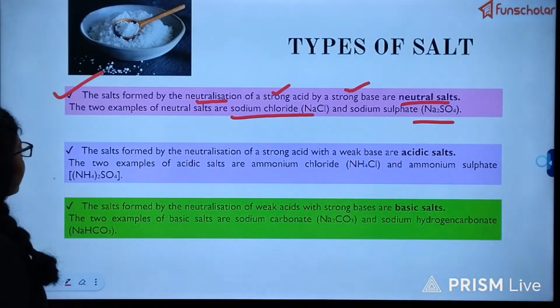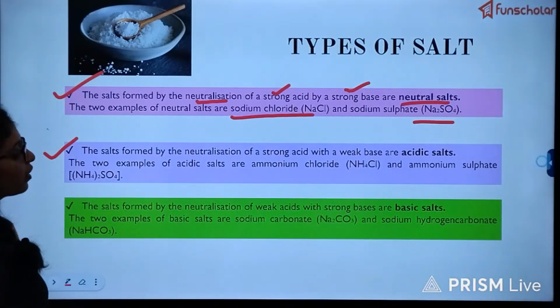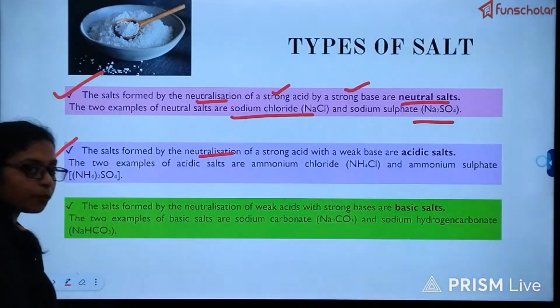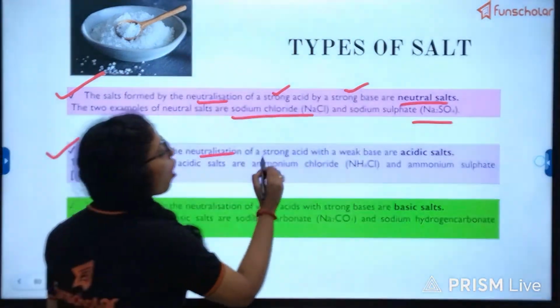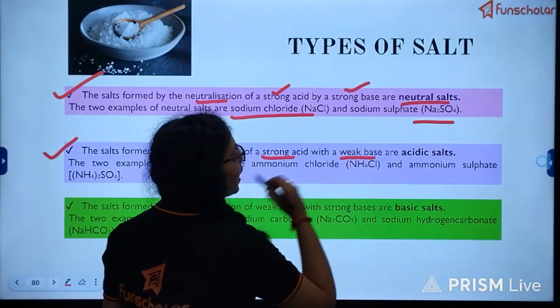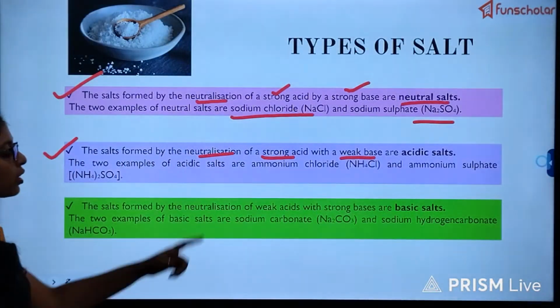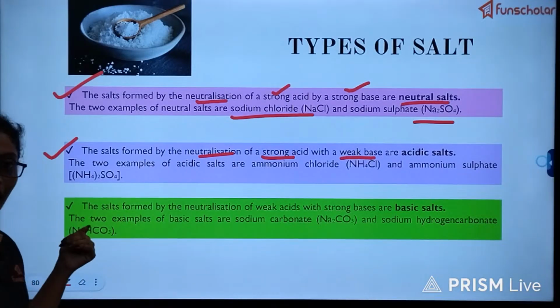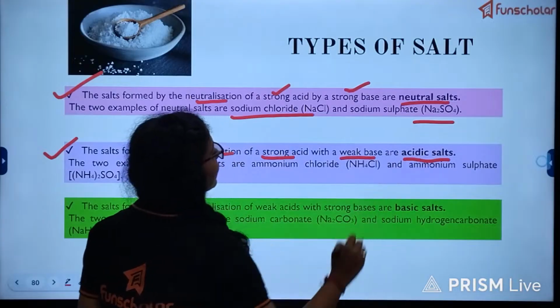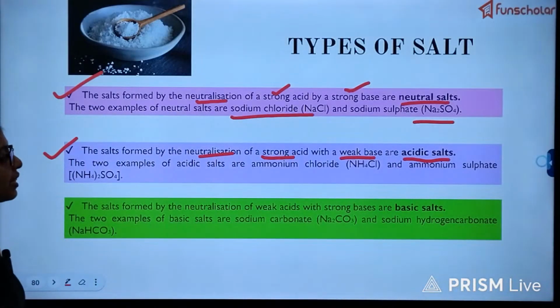Next, let's move to the next type of salt, the salt formed by the neutralization of a strong acid. Here the acid is strong, but unfortunately the base is weak. So the stronger portion is in the acid, right? So these are forming acidic salts.